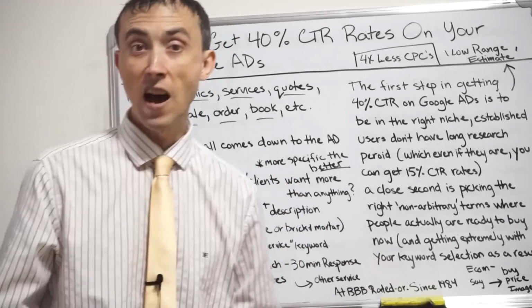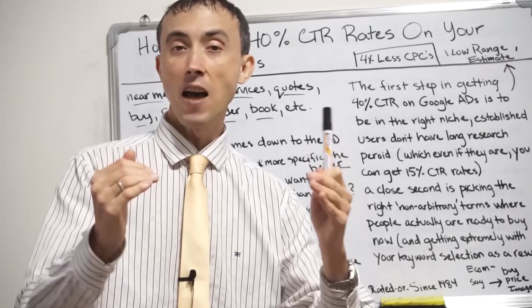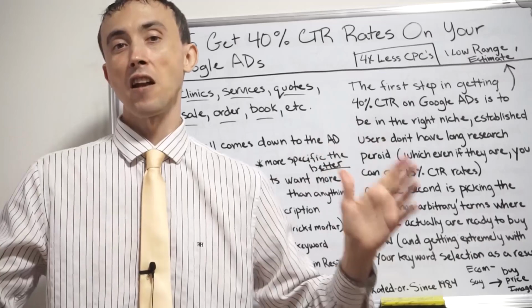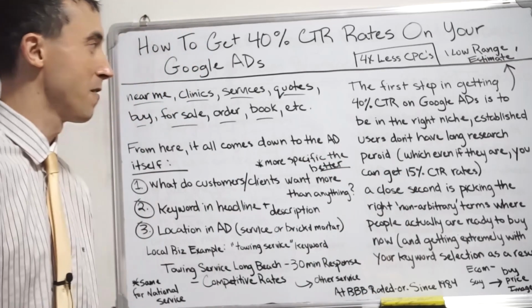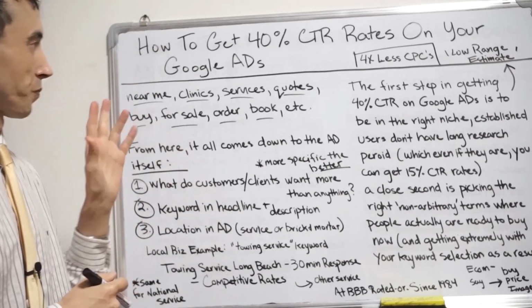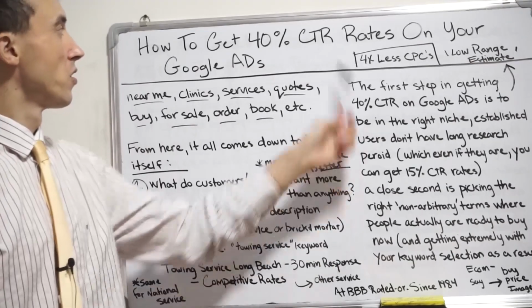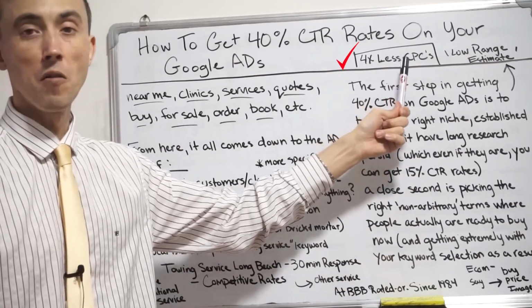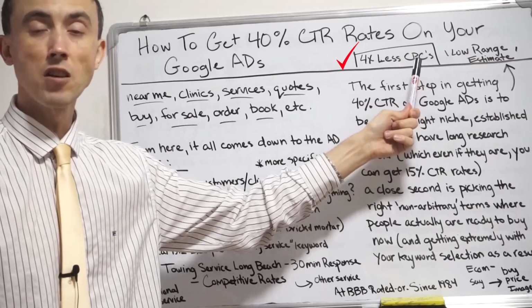And when you're not, you're just going to make a lot of money at a high margin, but not quite millions per year in terms of the volume, because there's not enough search volume in your market, by the way. So, getting the 40% click-through rate is going to give you about 4 times less cost per click.